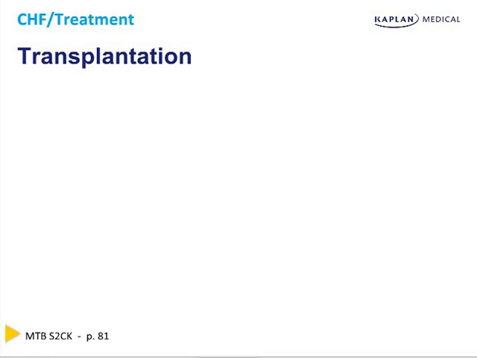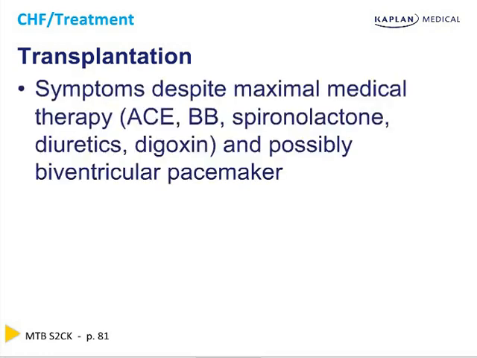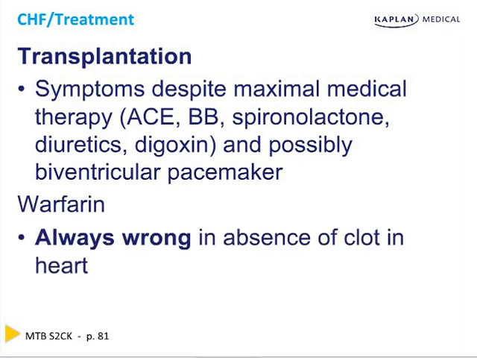Ultimately, if a person is on maximum medical therapy and they're on an ACE, a beta blocker, spironolactone or eplerenone, diuretics, digoxin, biventricular pacemaker, warfarin's not going to help, then ultimately, if you're still symptomatic, the only way to fix them is with the transplantation. But it has to be specifically for a person for whom we have tried maximum medical therapy, all the classes, and they are still symptomatic. In that case, transplantation.